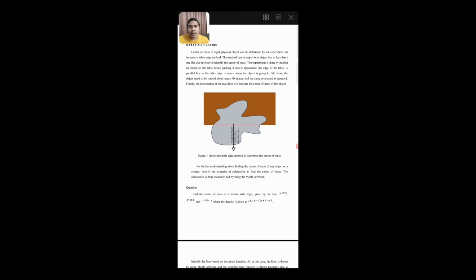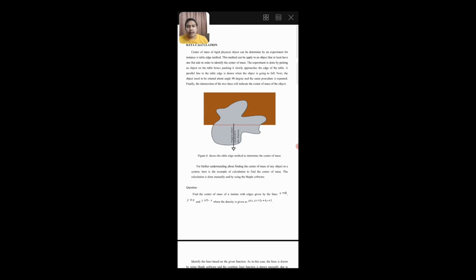Generally, as we all know, the center of mass of a rigid physical object can be determined by an experiment, for example the table edge method. This method can be applied to any object with any shape, but at least it must have one flat side in order to identify the center of mass. The experiment is done by putting an object on the table, then pushing it slowly towards the edge of the table. When the object is about to fall, we draw a line parallel to the edge of the table.